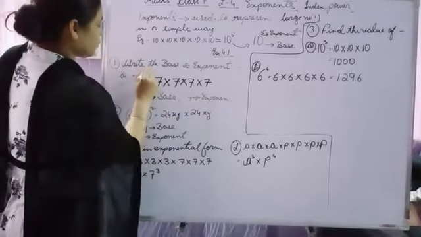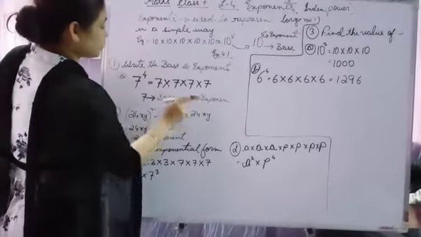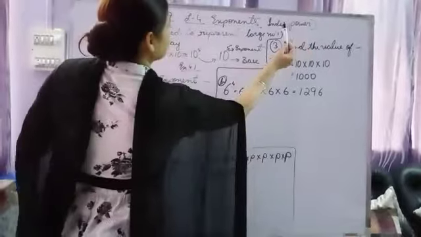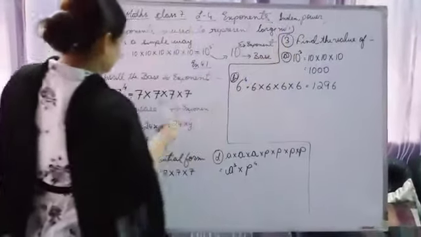This 4 we also call as power or exponent or index. So I have already written here, exponent is also called index or power. This is the other name of exponent.